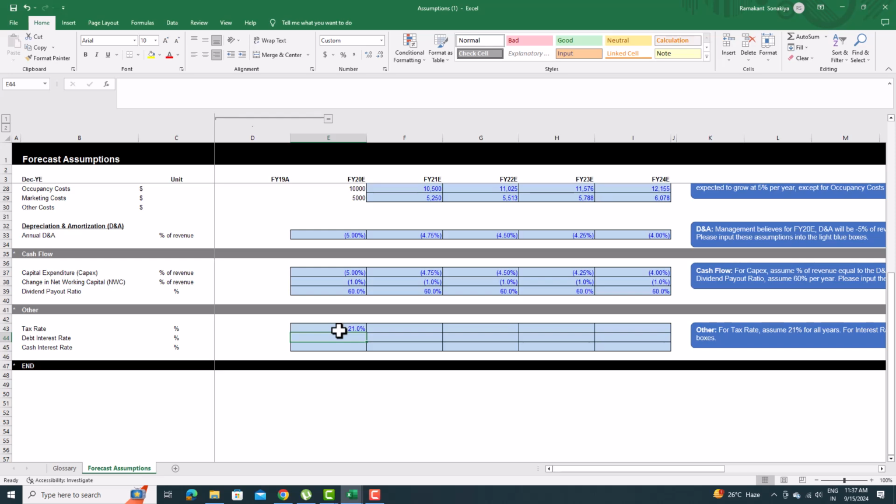For tax rate, assume 21% for all years. For interest rates, assume a 4% rate on debt and a 1% rate on cash.